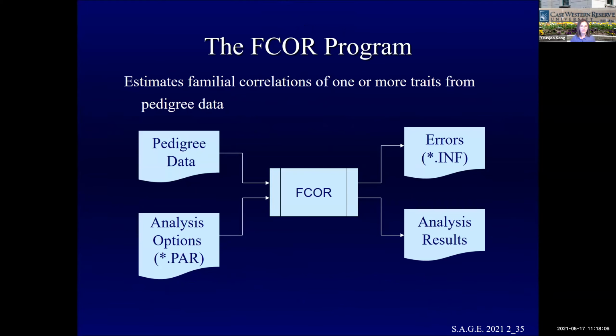Okay. FCore is another program that, just like pattern info, needs just two default input files for S.A.G.E, which are the pedigree file and the parameter file. Then it generates the INF file again, and one or more analysis result files depending on the output options specified.